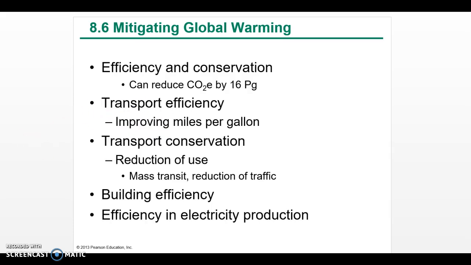So we have a lot. There are some things we can do by mitigating. We can mitigate climate change through efficiency and conservation. We can become more transport efficient, meaning improving miles per gallon per vehicle and using more electric vehicles, but of course the electricity needs to be produced through solar power. We can increase our mass transportation. We can build more efficient, LEED certified buildings. We can have efficient electricity production. So there are lots of things that we can do to mitigate climate change.